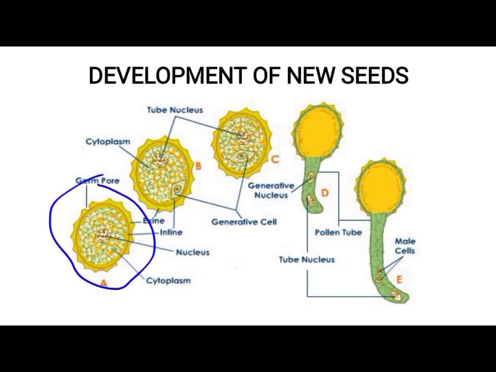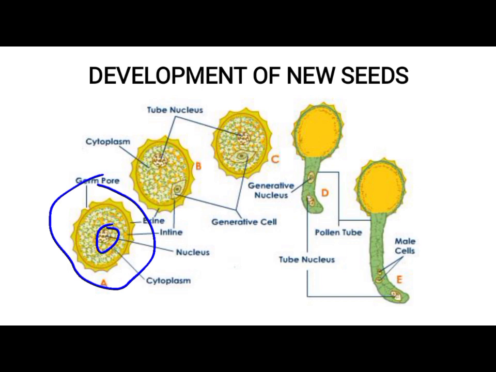This is the pollen grain. This is how it looks. The external part is referred to as the exine, while the internal part is referred to as the intine, and then there is the nucleus, and you also have the cytoplasm. This is the way the pollen grain looks.